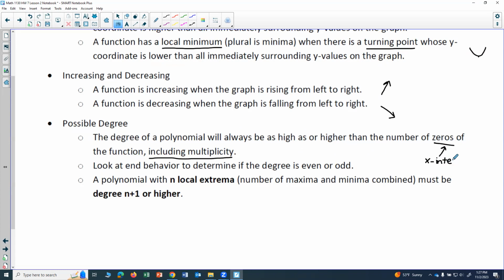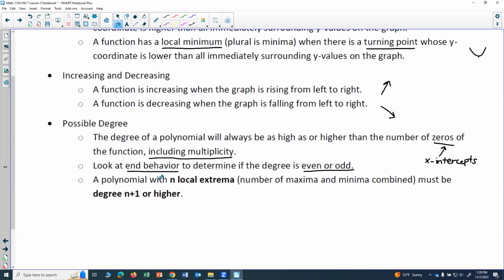So from a graph, you could count up how many x-intercepts there are, and you can figure out the multiplicity or possible multiplicity by seeing whether the graph bounces off of the x-axis or crosses through the x-axis. For the degree, you also have to look at the end behavior to determine if the degree is even or odd. So if you haven't watched the video on the end behavior, please look at that video.